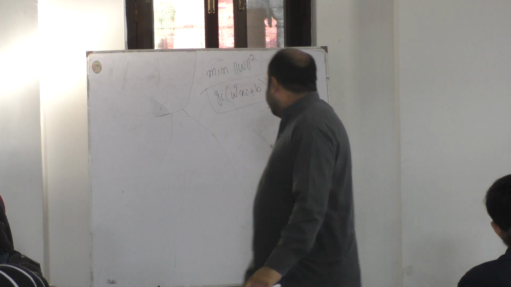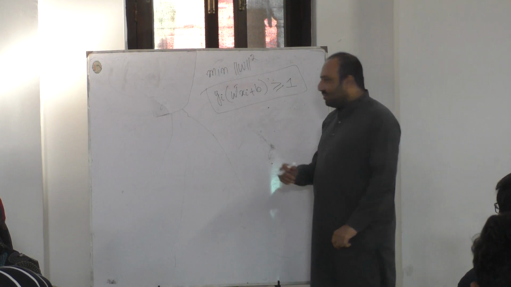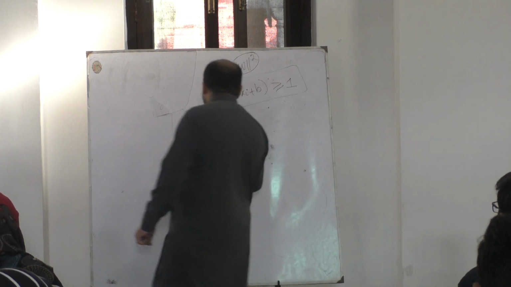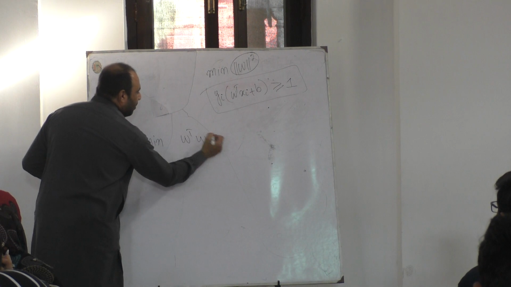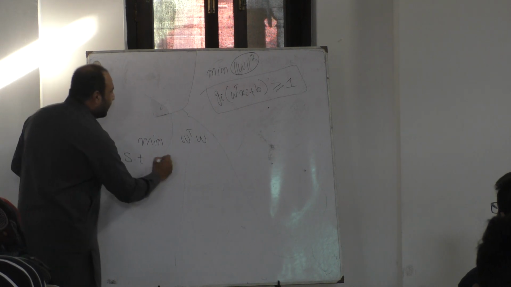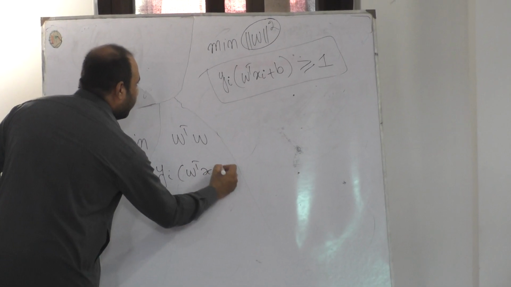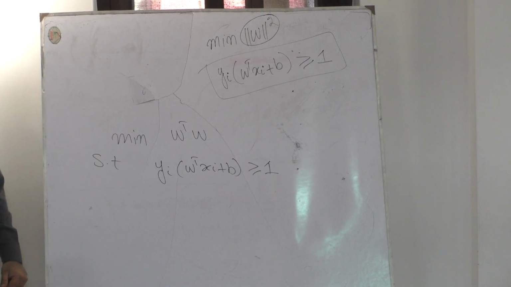Yes. Okay. So that's the problem. And if you allow me, so the problem is: minimize W transpose W, subject to the constraints y_i (W transpose x_i plus b) is greater than or equal to 1 for all i. Yes? Is that right?